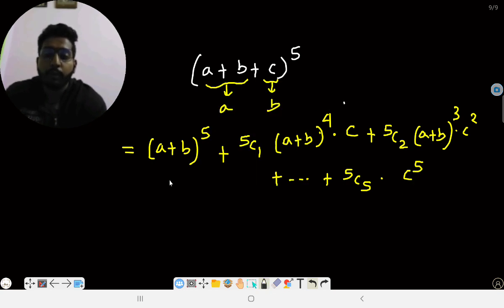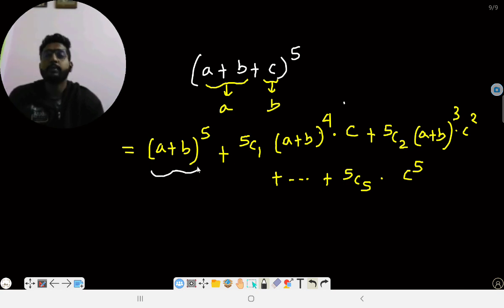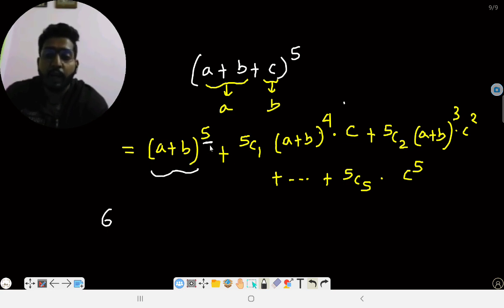If I observe properly, now look, this one, (a plus b) whole to the power 5, is a binomial. So how many terms will we get from this binomial? The power here is 5, so we'll get 5 plus 1, that means 6 terms, because this is a binomial and the power is 5. So if the power is n, how many terms will we get? We'll get n plus 1 terms, that means 6 terms from here.